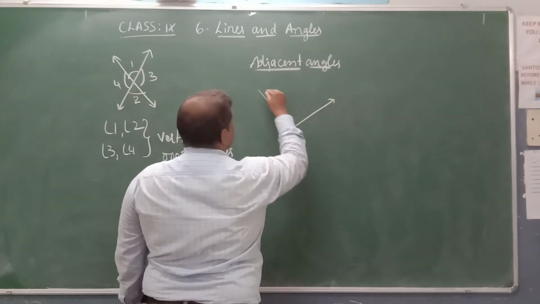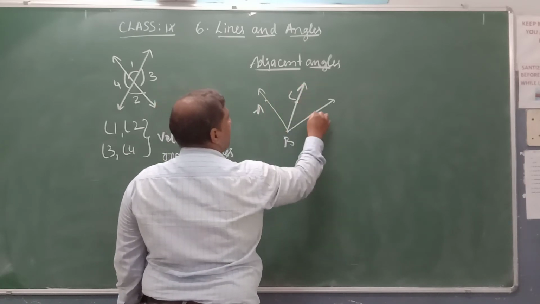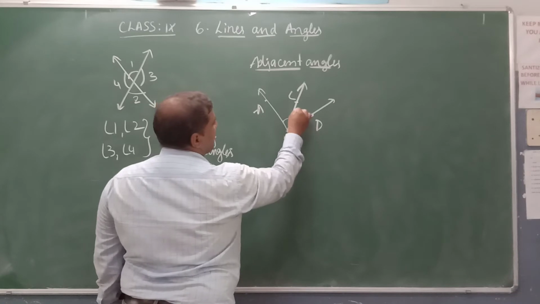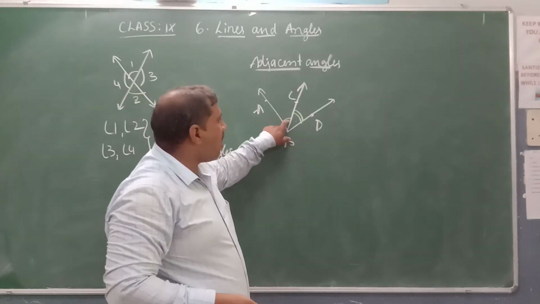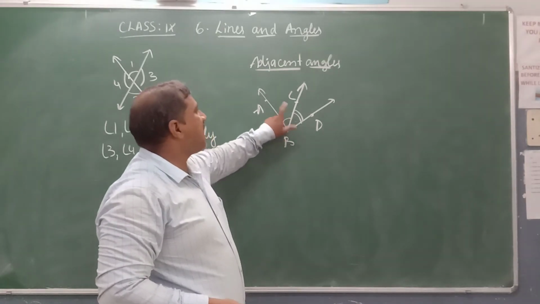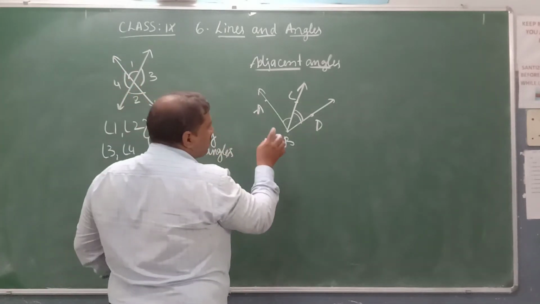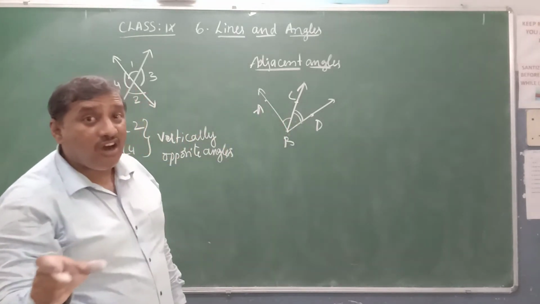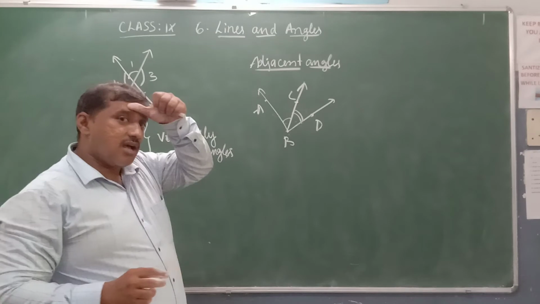Yes, you see here, this is A, B, C and D. Here two angles are formed, that is angle ABC and angle CBD. These two angles have one common arm and a common endpoint, the common vertex. So this kind of angles are known as adjacent angles. They have one common arm and two non-common arms, and this is the common arm for both the angles. So this is one pair of adjacent angles.